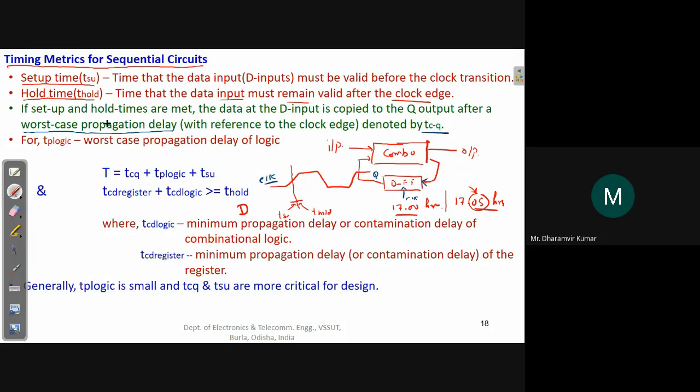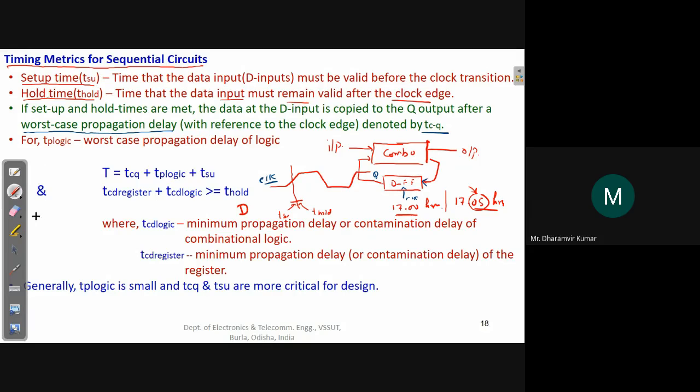Since this is the worst case propagation delay, it will involve all the timing delays that are there by definition for the circuit, and it will have the maximum value because this is the worst case delay.